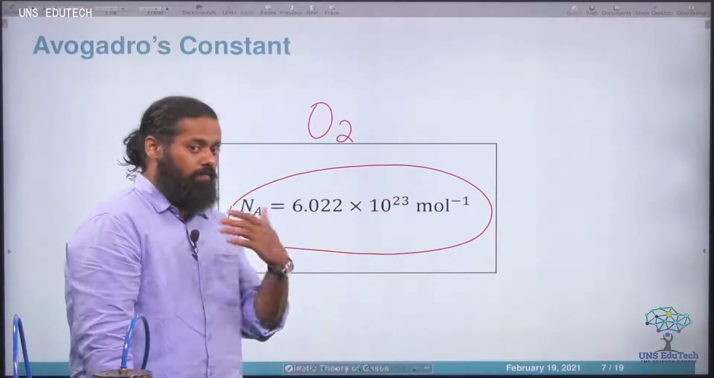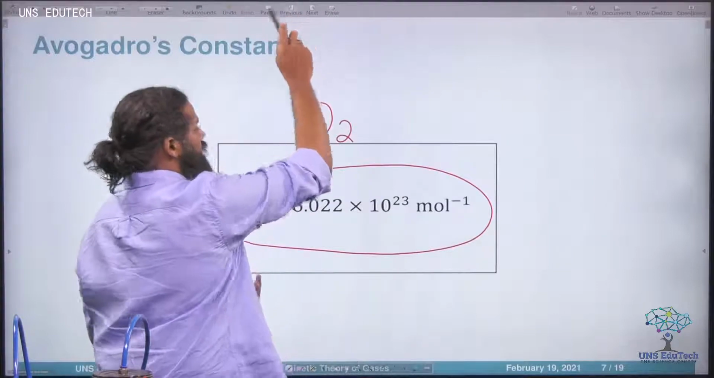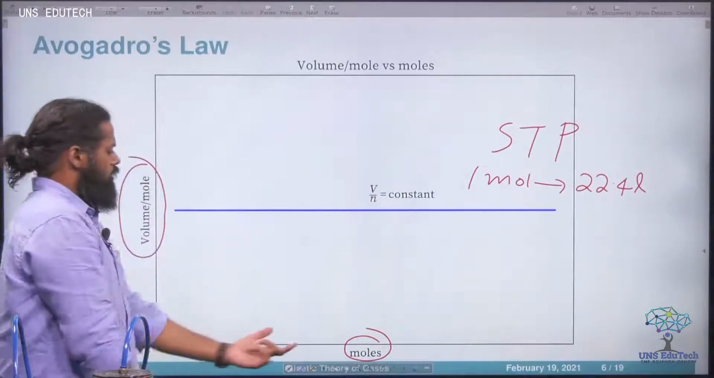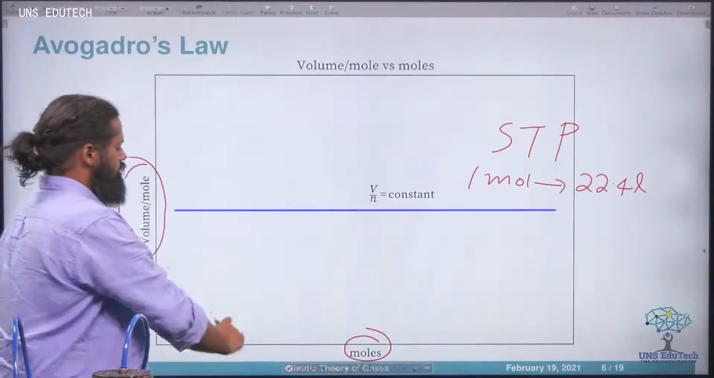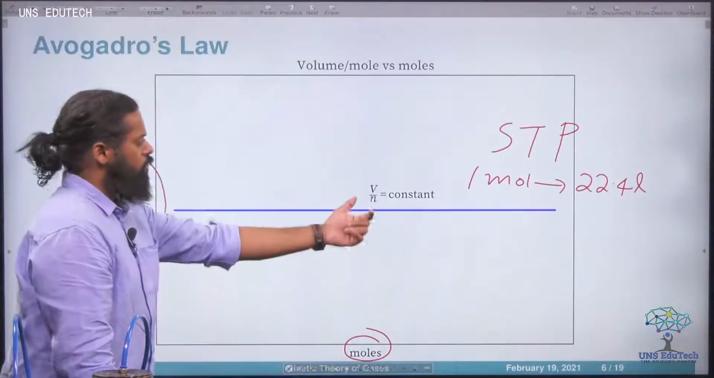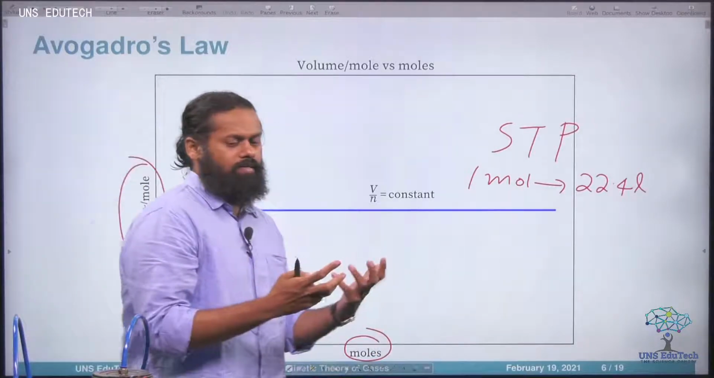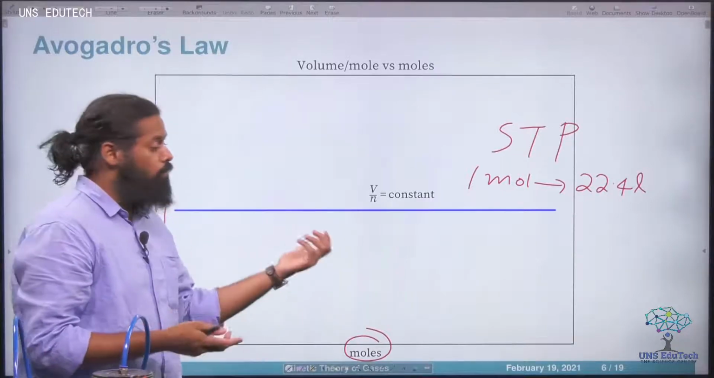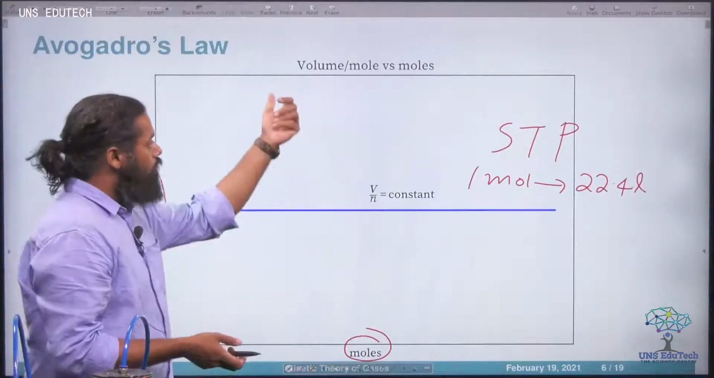That is the idea of Avogadro number. Let us go back to the previous slide. You can see here, if moles are increasing, V by N is a constant. V by N is a constant means equal volumes of all gases at the same conditions will have the same number of moles, the same number of molecules. That is the idea behind Avogadro law.